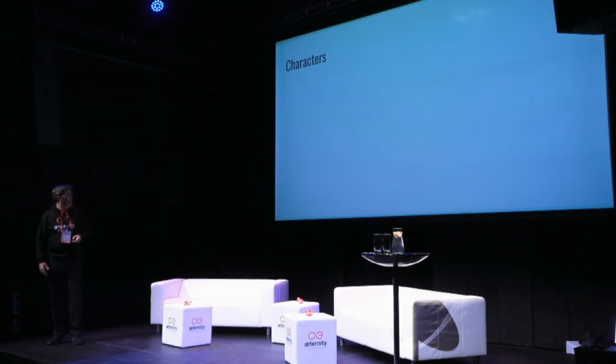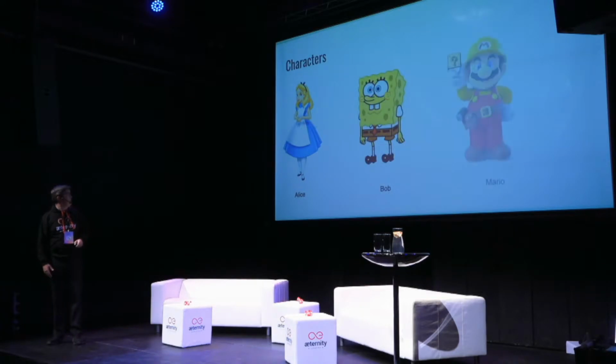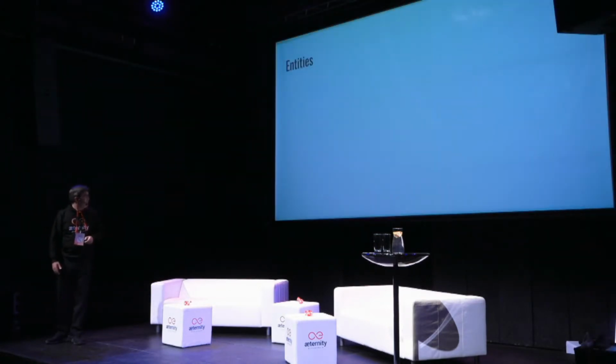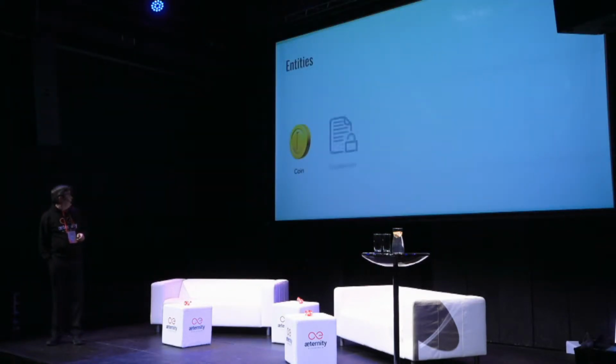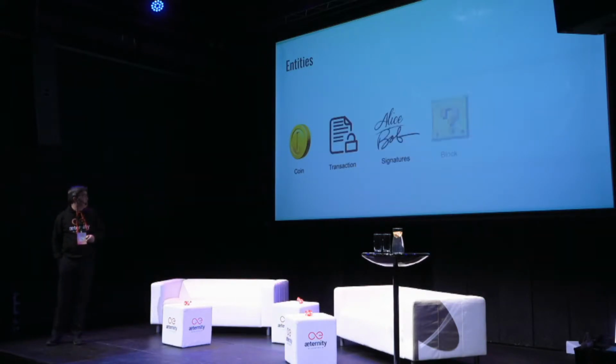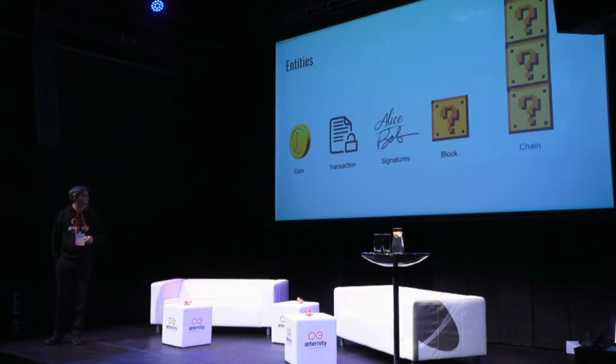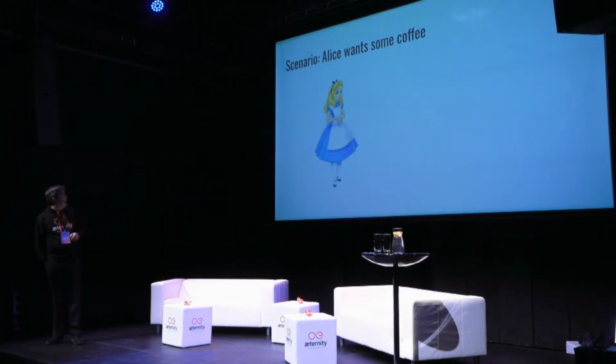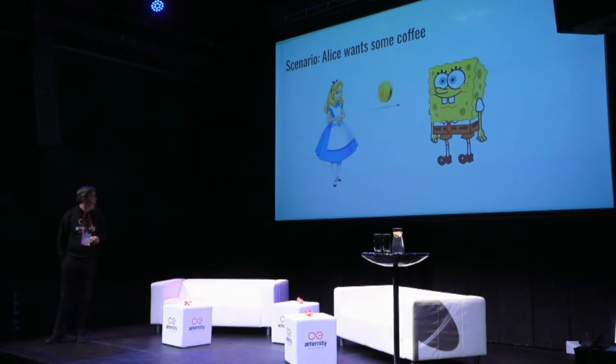So, enter state channels. Now we're going to introduce some symbols here for our modeling work, where the iconic Alice and Bob and Mario gets to represent the miners. And we deal with coins, transactions, signatures, and blocks. And the chain is a series of blocks, as you know. Now, Alice wants to pay for coffee, and Bob wants to serve coffee.